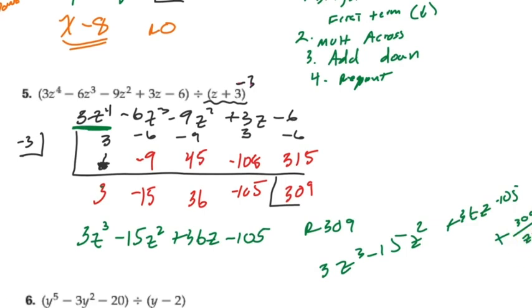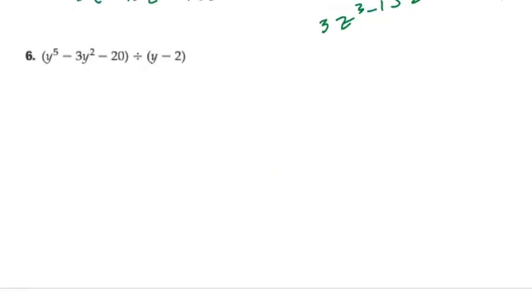That's the idea of synthetic. That's us doing it. It's all about bringing down the first term. If you're dividing by z plus 3, you do the inside opposite, negative 3, multiply across, add down, multiply across, add down. This is another one. There's a reason I'm doing this one.